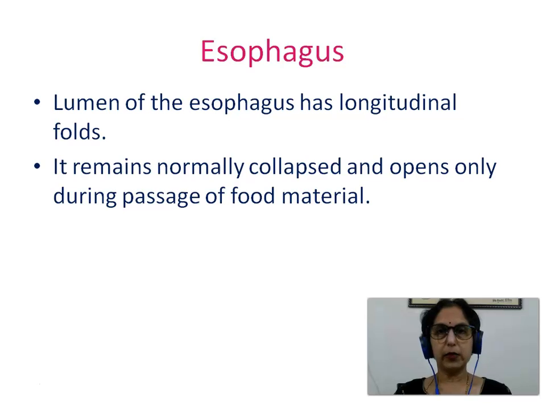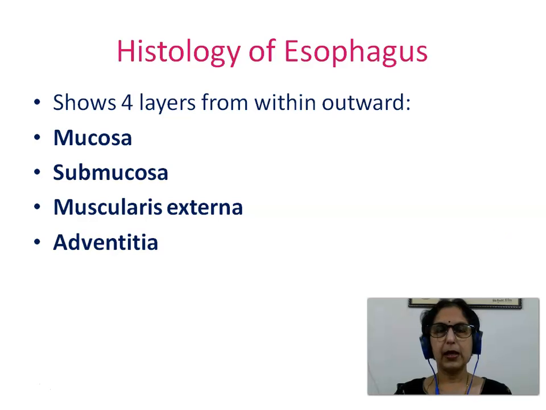Lumen of the esophagus has longitudinal folds. It remains normally collapsed and opens only during passage of food material. Histology of esophagus. We study it as a transverse section through the esophagus, and this shows 4 layers from within outward: mucosa, submucosa, muscularis externa, and adventitia.